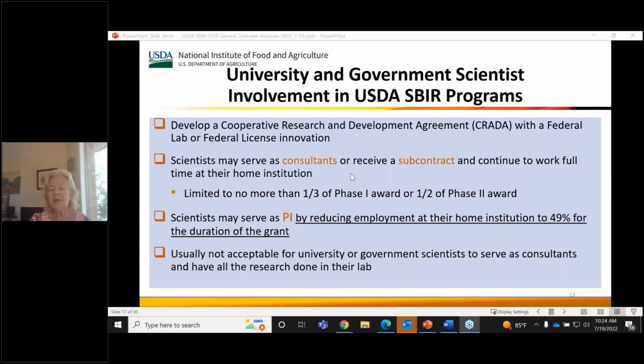Besides CRADAs, scientists can serve as consultants or receive a subcontract. There are 2 ways to do that, and continue to work full-time at your home institution. For SBIR, you're limited to no more than 1/3 of the phase 1 award, or 1/2 of the phase 2 award. Scientists can serve as the PI by reducing their employment at their home institution to 49% or less for the duration of the grant. And it's usually not acceptable to use your own lab as a scientist. You have to find other lab facilities.